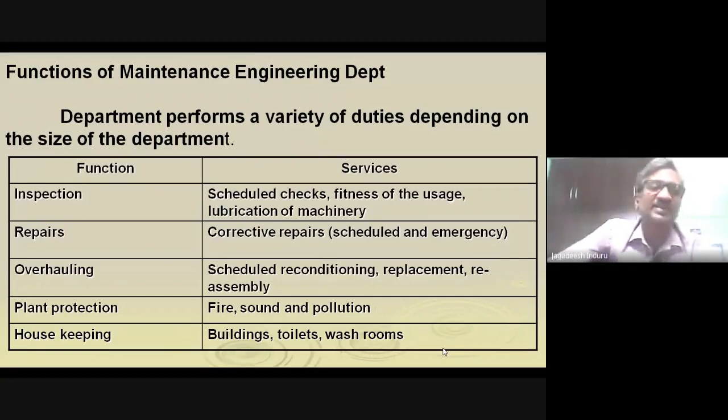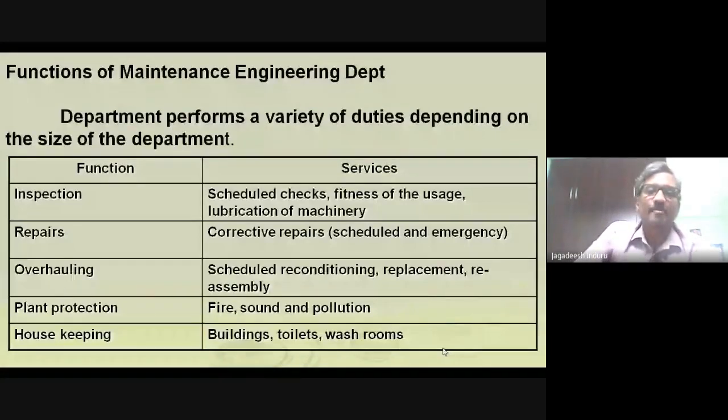Most of the time they perform the following functions in maintenance. One is inspection. Regularly they check whether it is working, whether any squeaky sounds are present, the thickness from usage, or whether lubrication of the machinery is proper. All of these are done by regular checks. Another one is that they will do the repairs.